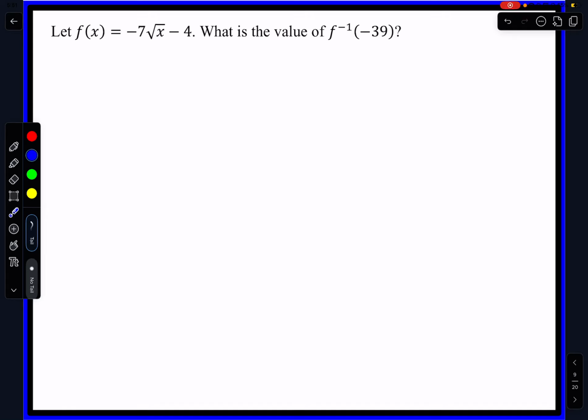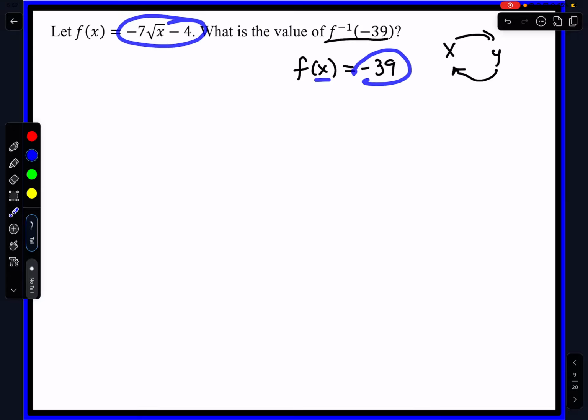In this example, we are given a function f of x, and we want to evaluate the inverse of this function at negative 39. Now, because we're switching the x and the y, since the x and y values are being interchanged to get the inverse, what it means is that we're essentially trying to figure this out. So trying to determine what the output value of the inverse is at negative 39 is equivalent to trying to figure out the value of x that makes this function equal to negative 39.